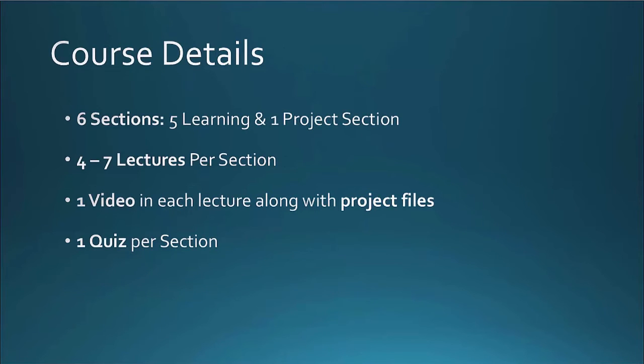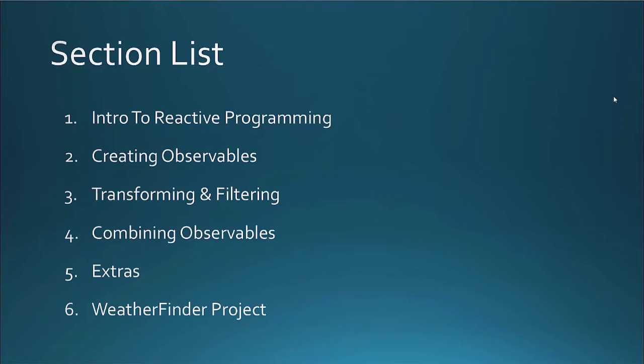So course details, we have 6 different sections. 5 of them will be learning sections with very small projects and experimentation. And then we'll have one project section where we'll build a weather checker that will work with a third-party API to check the weather of specific cities and states. Okay, we'll have 4 to 7 lectures per section, 1 video in each lecture along with any project files, and then 1 small quiz per section.